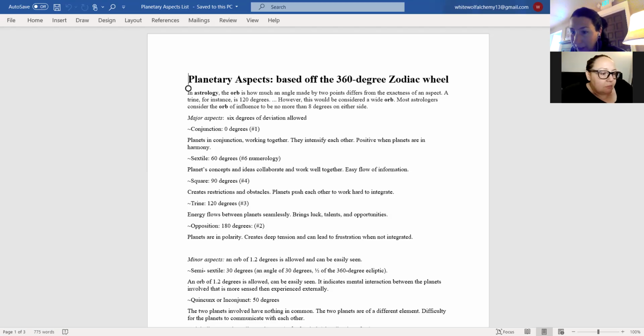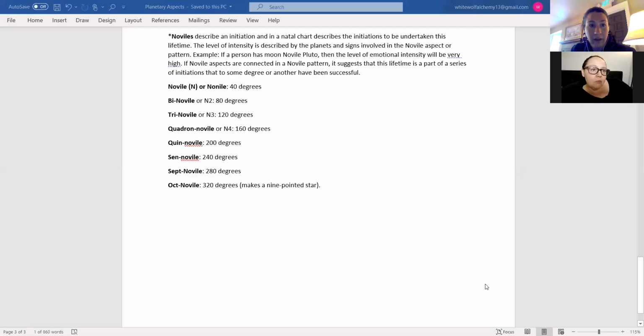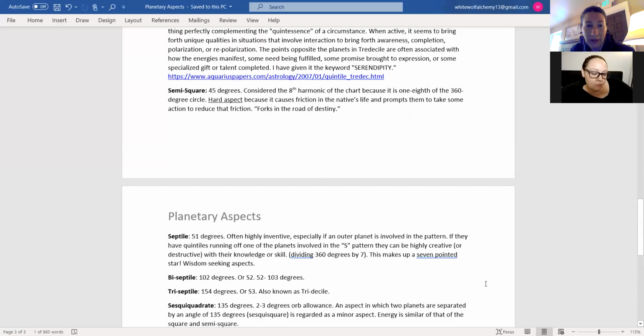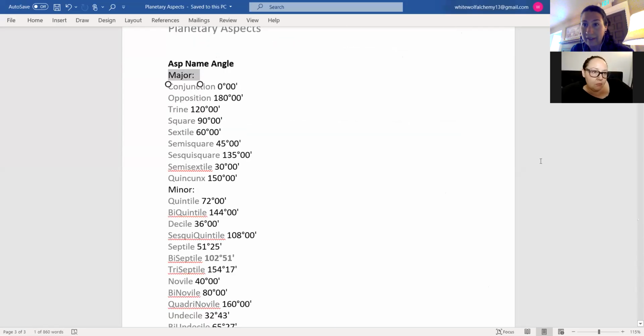This is a cool little aspect grid. It's like a little cheat sheet thing. It's literally just astrological aspects. Here, I'll share it with you. Okay. I'll drop it in the chat here. So yeah, that's one of the pages, the definitions of the aspects.